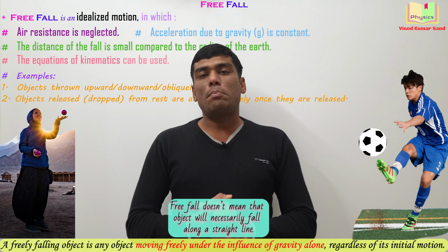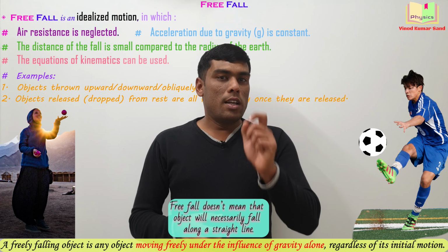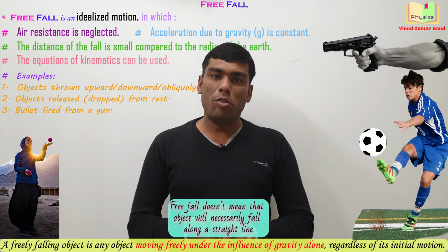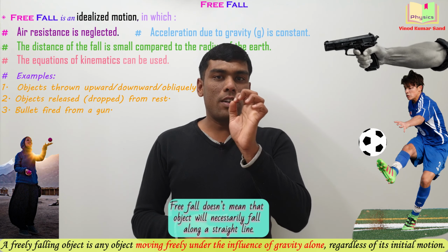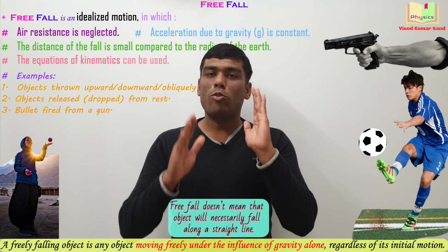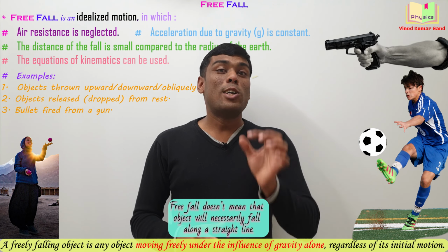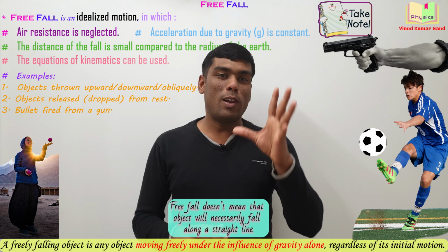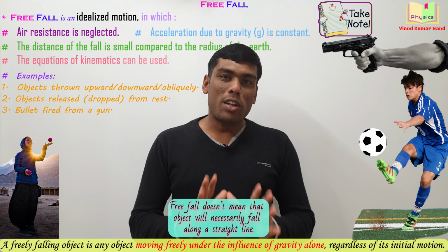Okay. Taking up another example. Suppose the shot is fired from a gun. After the bullet leaves the barrel of the gun, it solely moves under the influence of gravity. So the motion of this bullet will also be taken as the free fall.